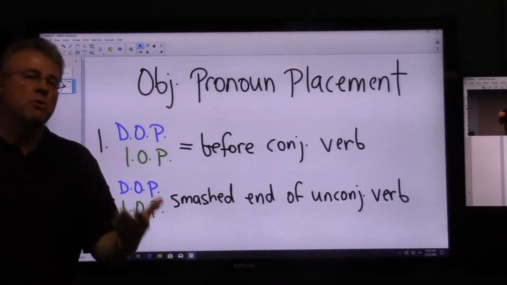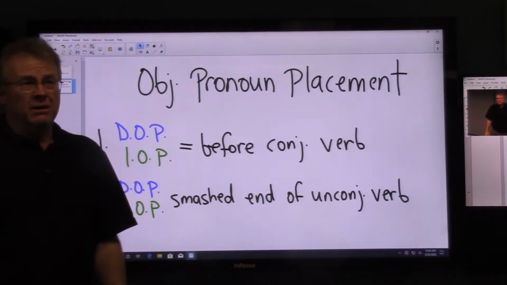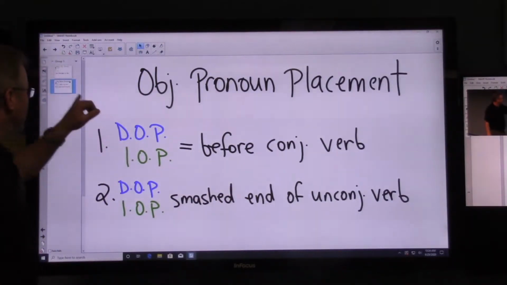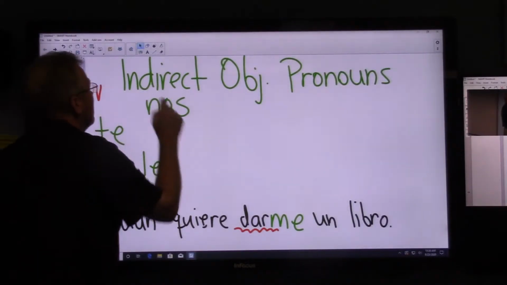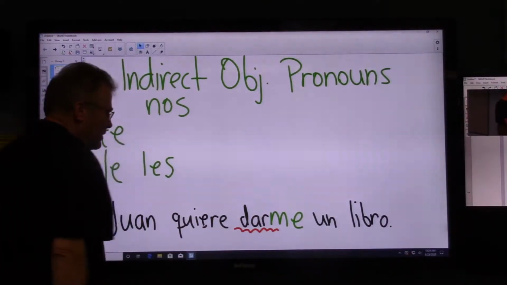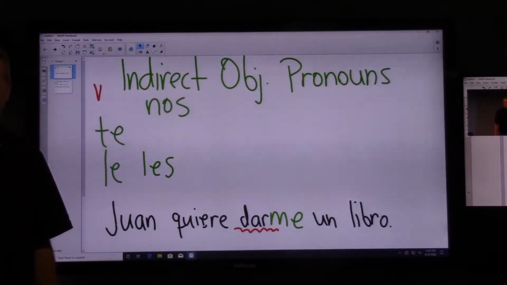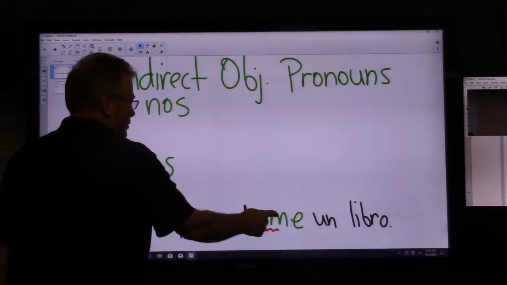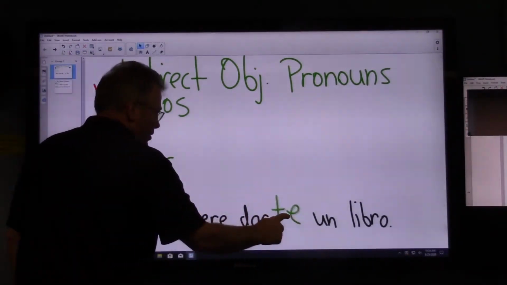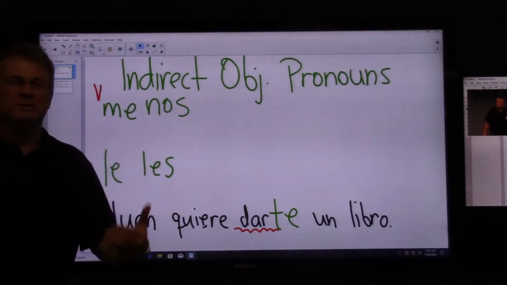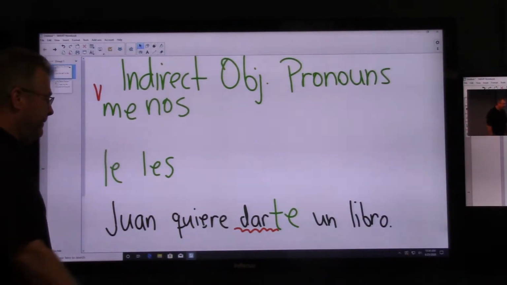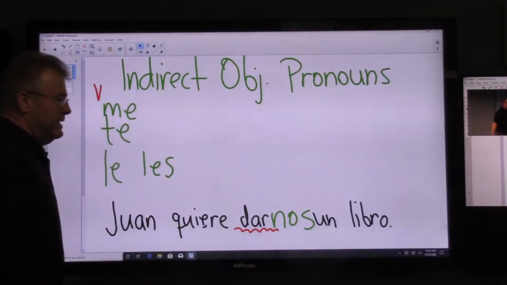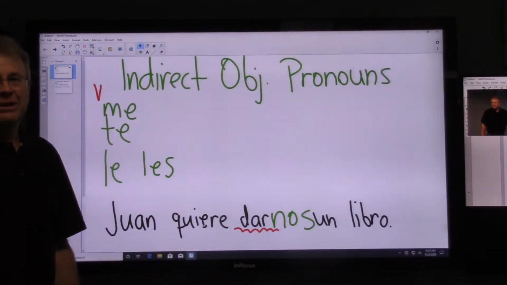But if your sentence has more than one verb in it, it could be that not all verbs are conjugated, right? And you may have the option of smashing it on the end of an unconjugated verb. And if that's the case, there you go, smashed right there on the end. Juan quiere darme un libro. And again, depending on to whom he's giving the book, we can manipulate that. What if I replaced me with te? Juan quiere darte un libro. Now to whom does he want to give the book? To you. Or Juan quiere darnos un libro. He wants to give it to us.